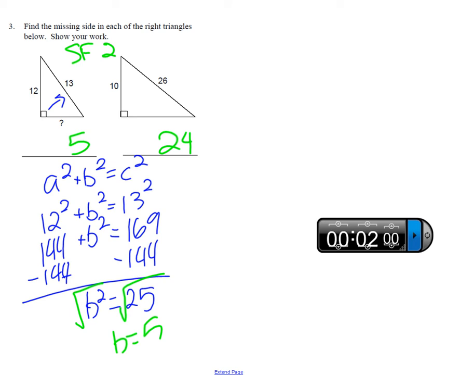So, will it always be like 5, 12, 13, and could there be like 6, 12, 13? No. No.